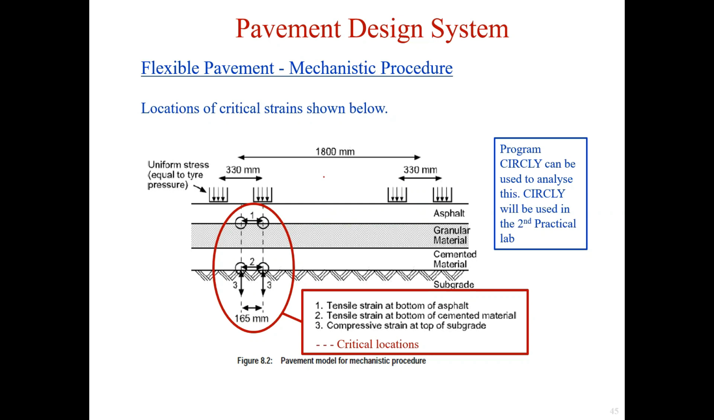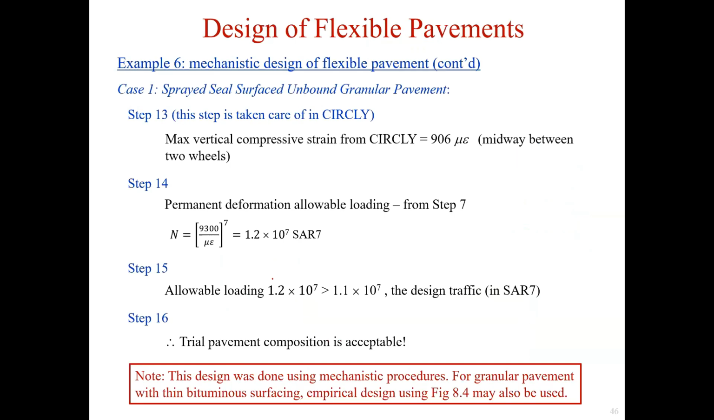And one is directly beneath one of the loaded wheels, and another one is midway between the loaded wheels. So one is here, and the other one is here. So we only consider the compressive strain. So once you input the given parameters in the circly, you are able to get the corresponding compressive strain. From the circly analysis result, it is found that the maximum vertical compressive strain is 906 microstrain, which is midway between the two loaded wheels.